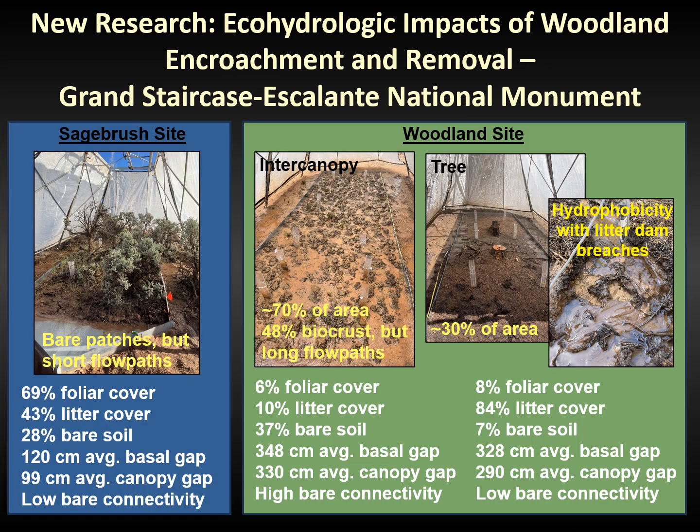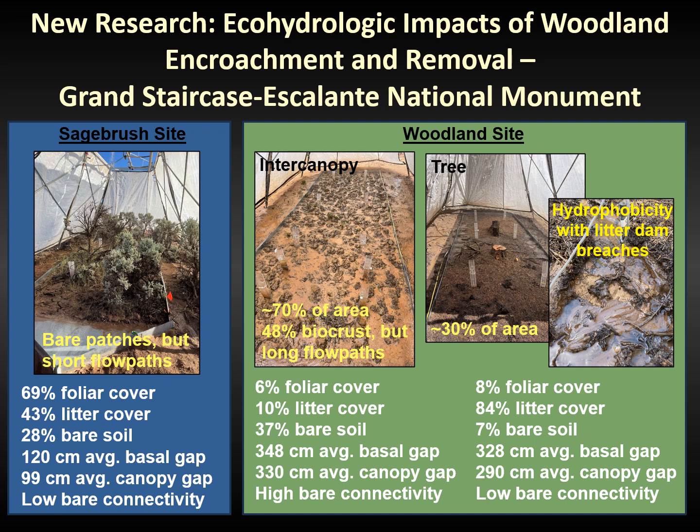The photographs here show cover and surface conditions on 12 square meter plots at the sagebrush site, as shown to the left, and on intercanopy and tree plots at the woodland site, as shown on the right. In summary, the sagebrush site was well vegetated with shrubs and had limited bare ground with shorter gaps between plant bases and canopies in comparison with the woodland.